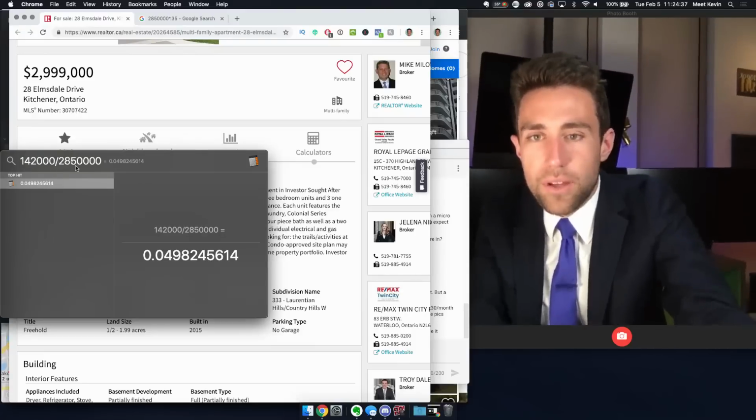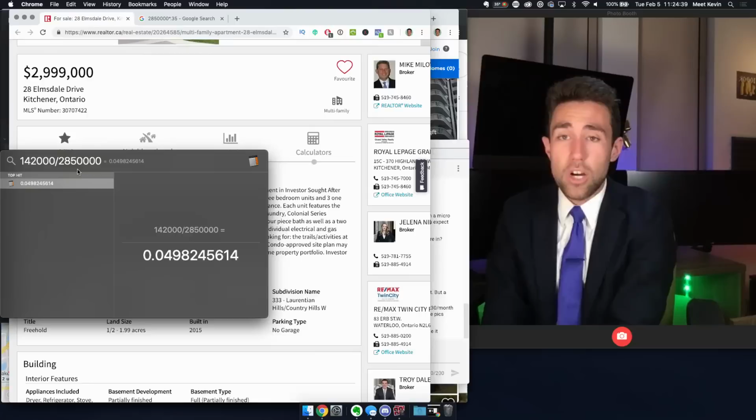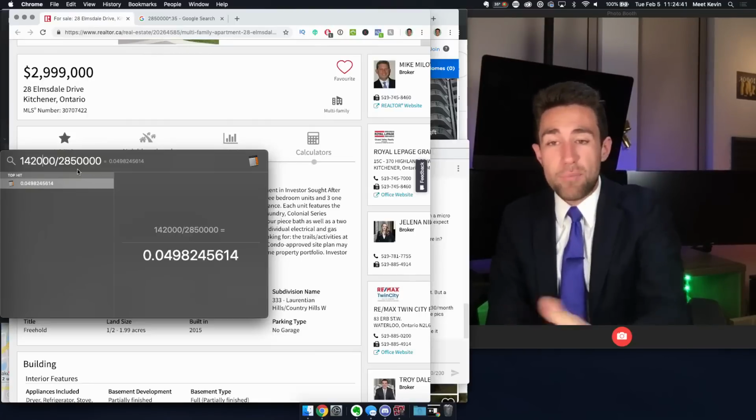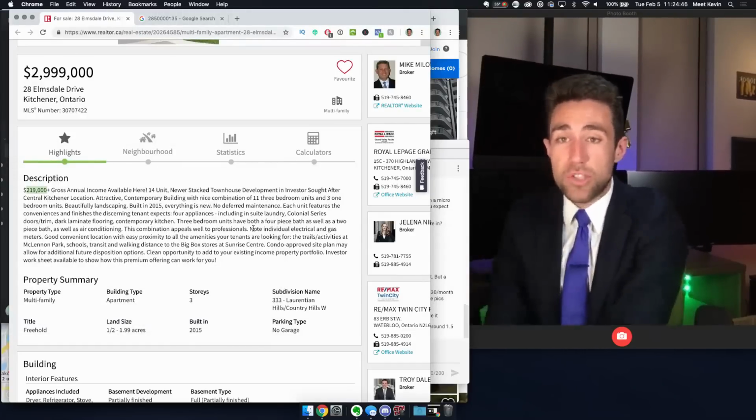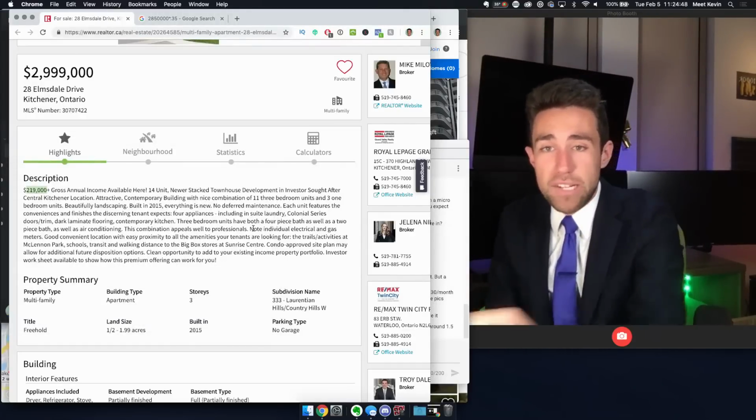142, there we go. It's a 5 cap. So here's a property that would give you a 5% rate of return, with 35% on your expenses, if the rent was $219,000. Very important for you to do it.